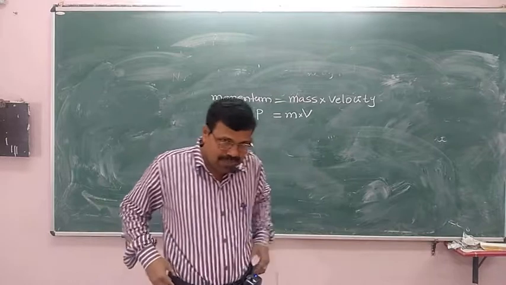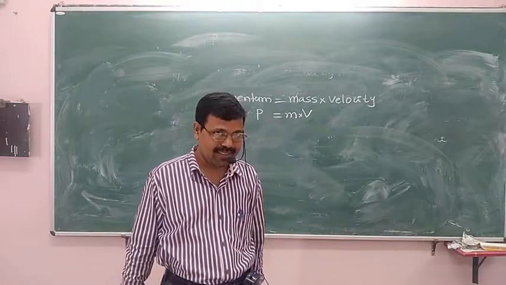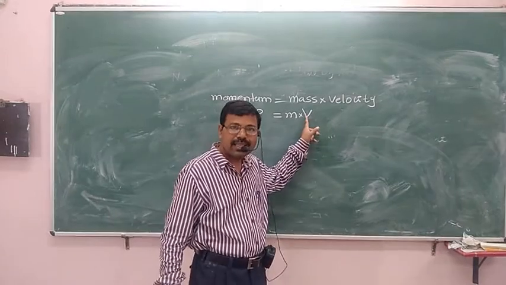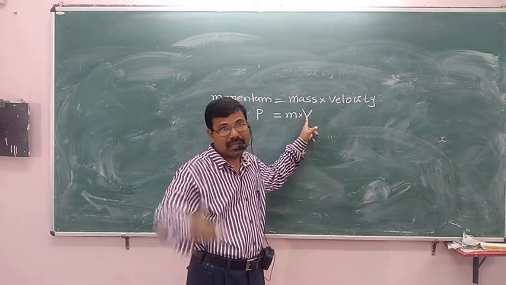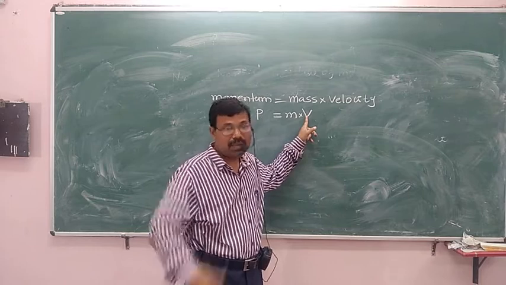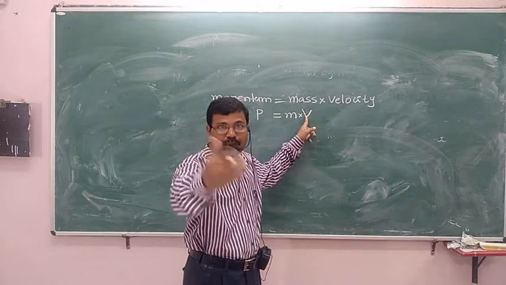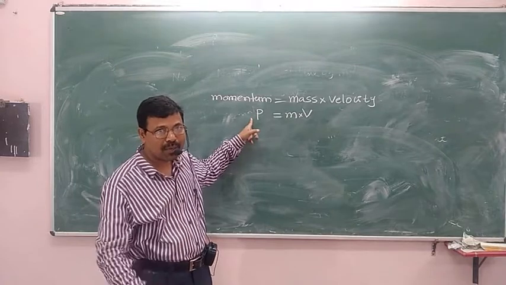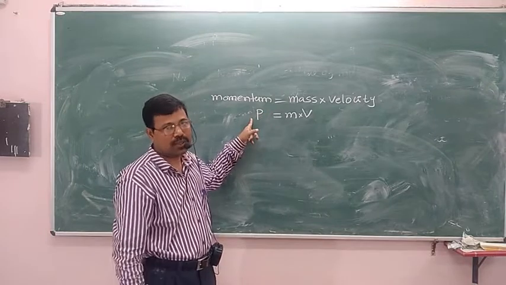This momentum is a vector quantity. It has direction. What is the direction of momentum? The direction of momentum is in the direction of velocity. As we know, velocity is the rate of change of displacement. Velocity is a vector quantity. The direction of velocity is in the direction of displacement. Since velocity has direction, momentum also has direction, and the direction of momentum is in the direction of velocity.